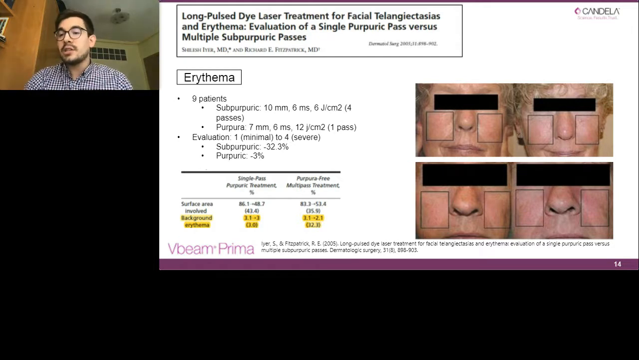And they make an evaluation of the degree of erythema from 1, which is minimal erythema, to 4, which is severe erythema. And they see that on the side where they use 4 passes of subpurpuric settings, the improvement of the basal erythema is around 32%, whereas in the side treated just with the purpuric settings, the improvement is just 3%. So this article may lead you to think that the use of various passes of subpurpuric settings is better to treat just the erythema on patients suffering from rosacea.